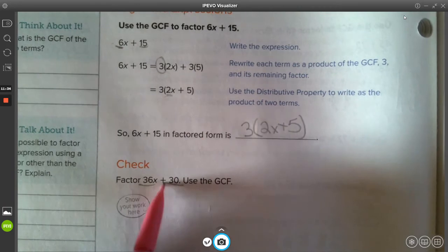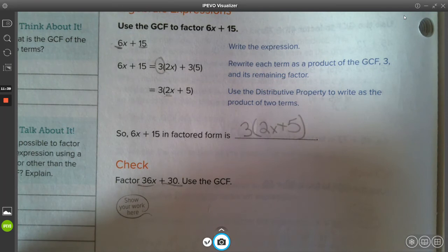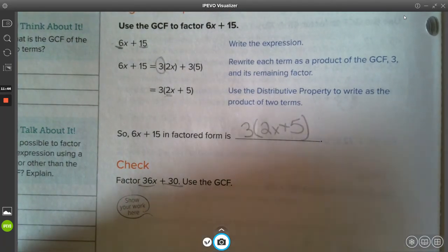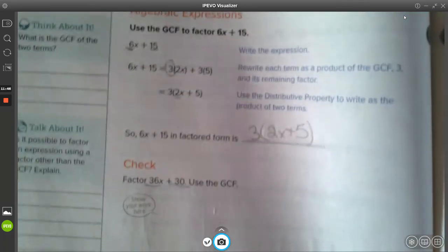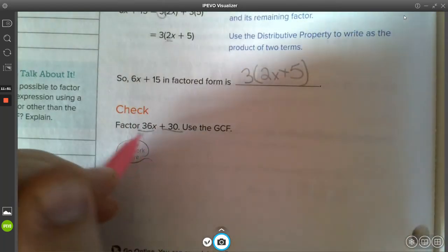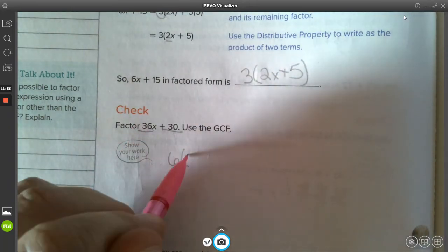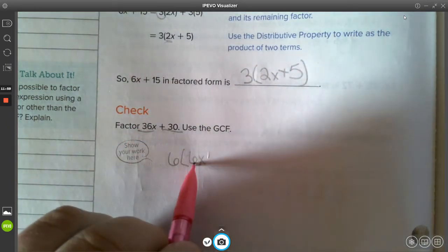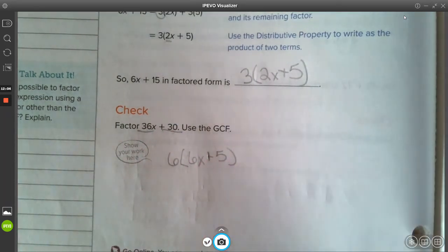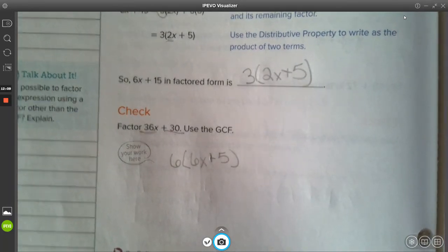All right, here we have 36 and 30. So what we would need to do here first is find the greatest common factor of 36 and 30. Go ahead and pause here. Come up with your greatest common factor, and we will check this together. So the greatest common factor of 36 and 30 is a 6. 36 divided by 6 is 6, so we have 6x. 30 divided by 6 is 5, so our correct answer here would be 6 times 6x plus 5.